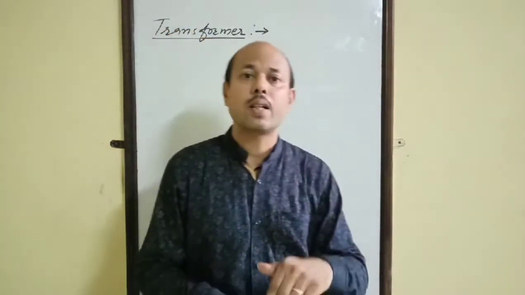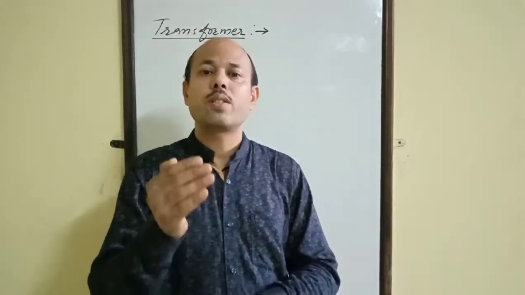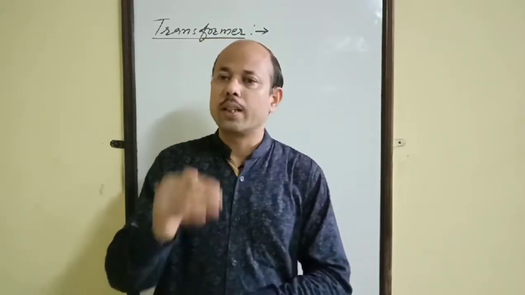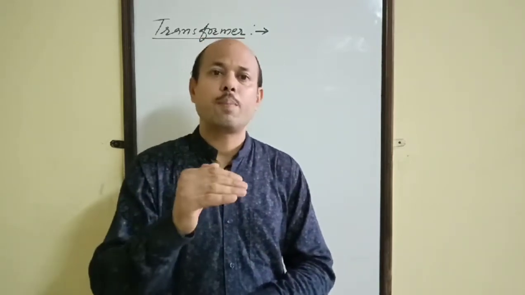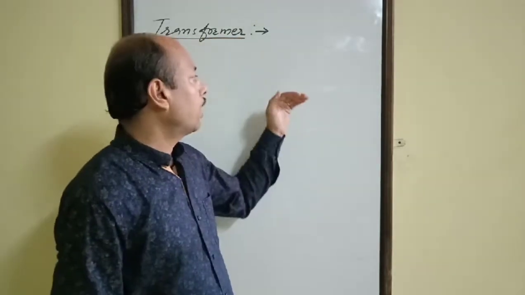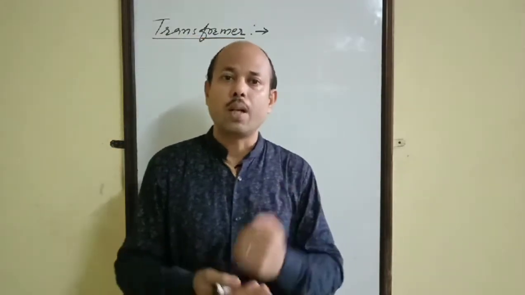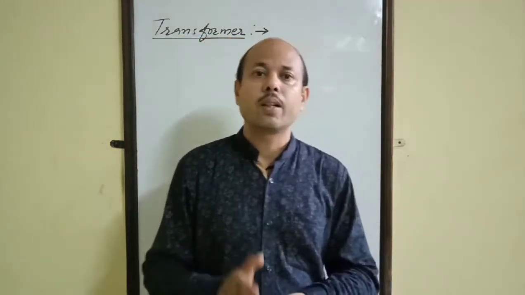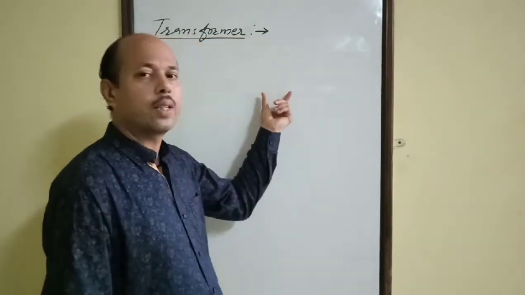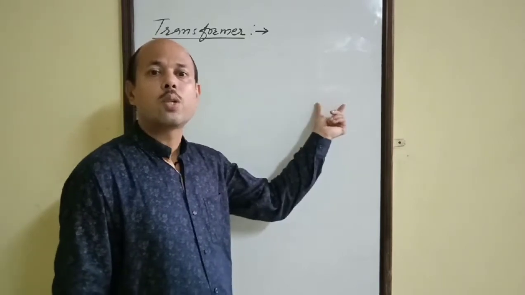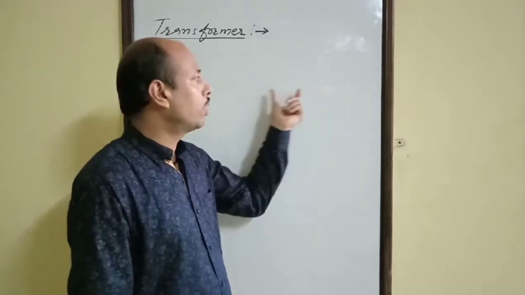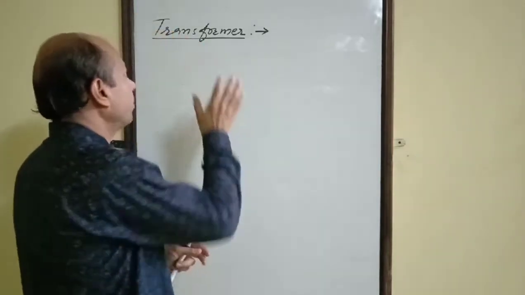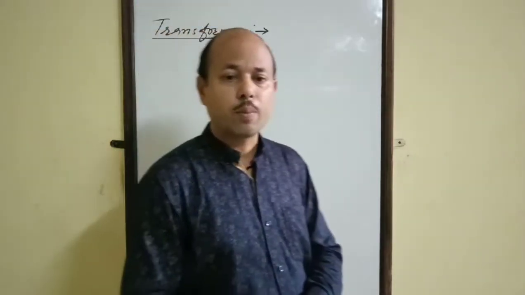And transformers are also used to step down the alternating voltage. They are not only used to increase the voltage or step up the voltage, they are also used to step down the voltage. For example, by using a transformer we can convert 220 volt AC into 20 volt AC. It means we can also step down the voltage. So that is the basic introduction of transformer.